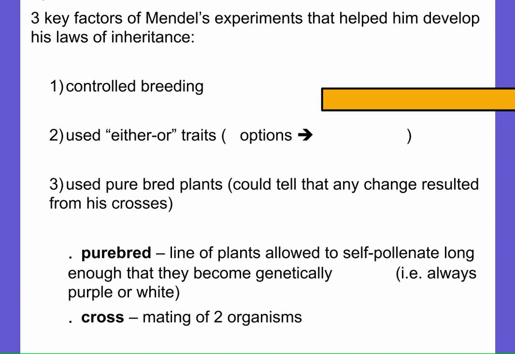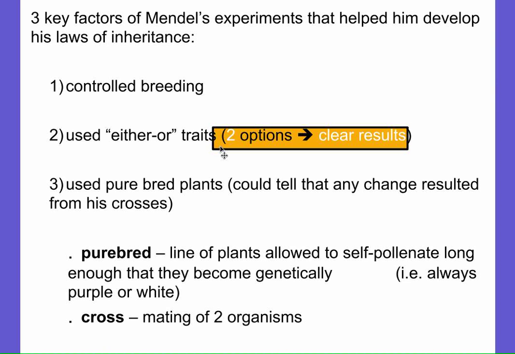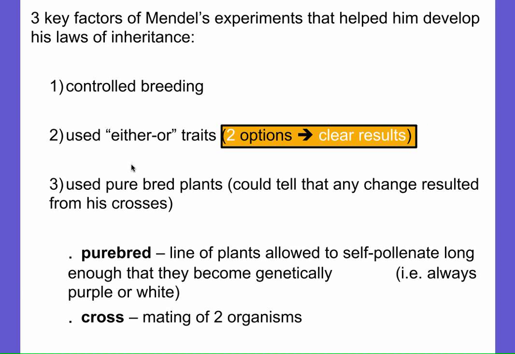The second thing is he was using either or traits, right? If it's an either or trait, there's only 2 options. So it was either a purple flower or it was a white flower, and then you get really clear results because there's no screwing that up. All they had to do was wait for the plant to grow up. If it had purple flowers, that's its trait, right? It's clear as day. And there was no mixture between the 2 traits. So when you mix the purple and the white, there wasn't some pink color in the middle or anything like that. So it was just those 2 options, definitely clear results.